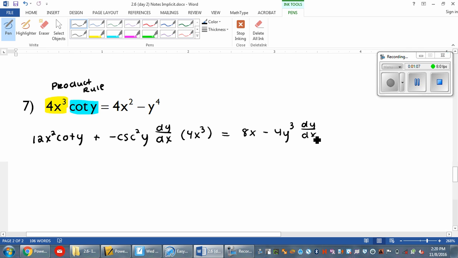All right, so what you're going to do is collect all the terms that have a dy or dx attached to it. So that is those two terms. Everything else you're going to move to the right, and all the terms that have dy over dx you're going to move to the left.